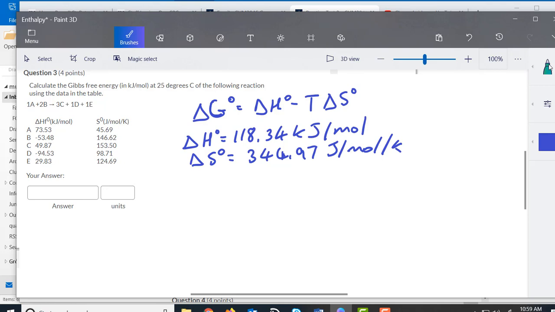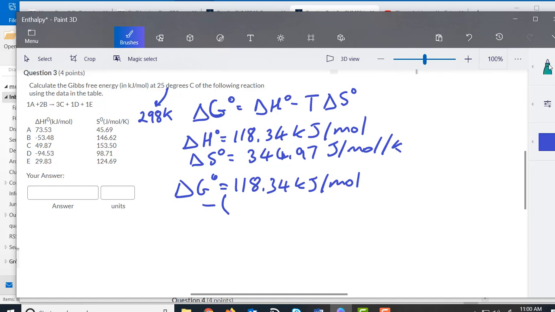The delta G value then we calculate by subbing those values in. So delta G naught equals delta H, which is 118.34 kilojoules per mole, minus T delta S. Now we are given a temperature here, and that's at 25 degrees. That's going to be 298 K.